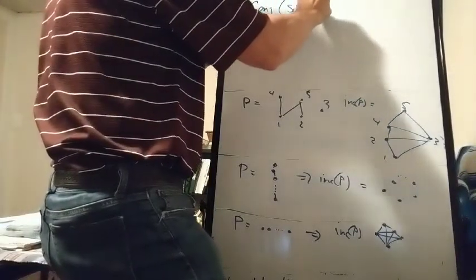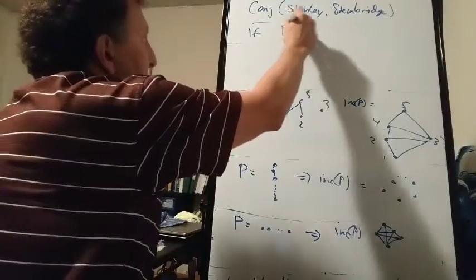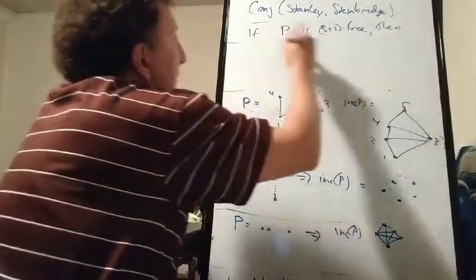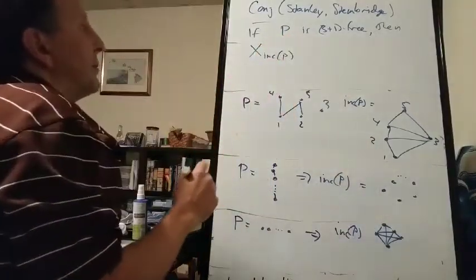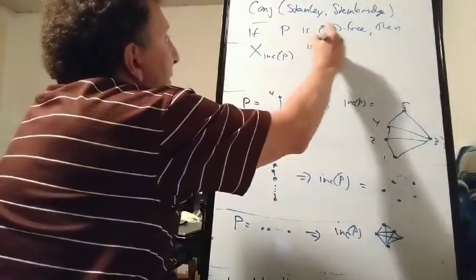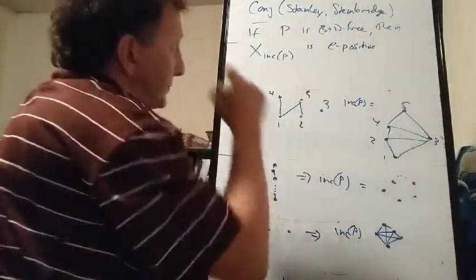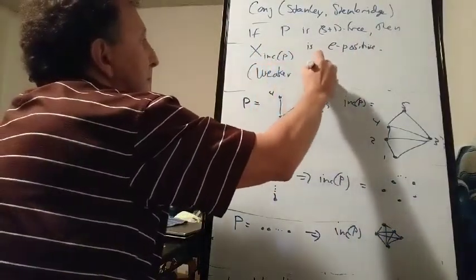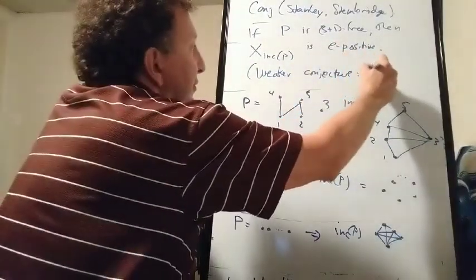Now Stanley and Stembridge conjectured that if P is (3+1)-free, then the chromatic symmetric function of the incomparability graph of P is E positive. A weaker version of this conjecture is that it's Schur positive.